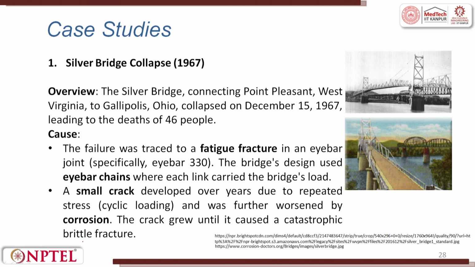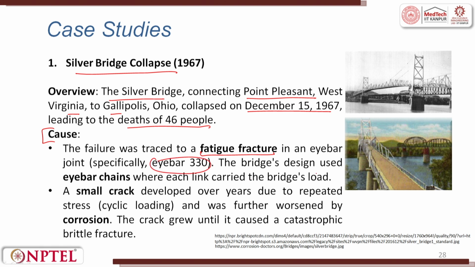There was a collapse of the Silver Bridge in 1967. The overview: this Silver Bridge, connecting Point Pleasant, West Virginia to Gallipolis, Ohio, collapsed on December 15, 1967, leading to the deaths of 46 people. The cause: failure was traced to a fatigue fracture in an eyebar joint, especially eyebar 330.